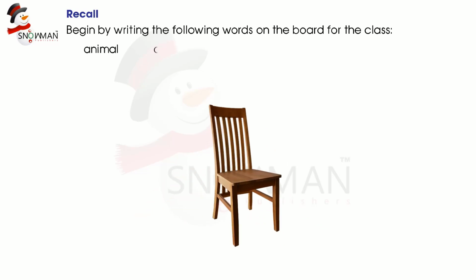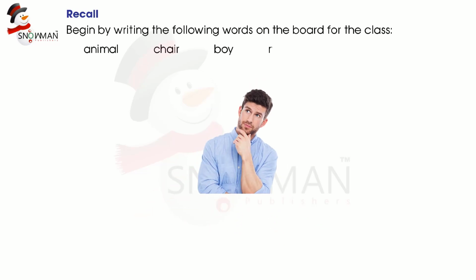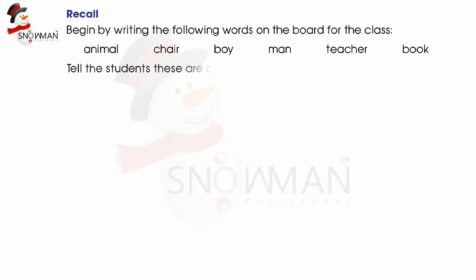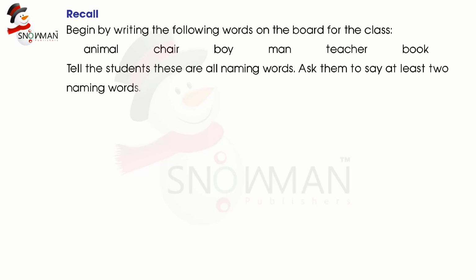Begin by writing the following words on the board for the class. Animal, chair, boy, man, teacher, book. Tell the students that these are the naming words. Ask them to say at least 2 naming words.